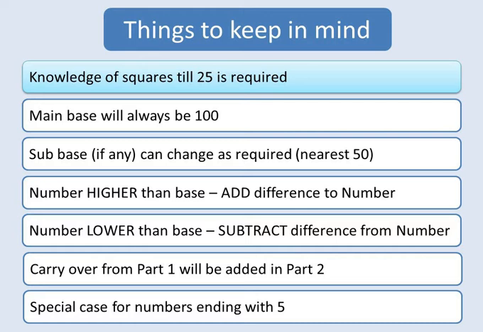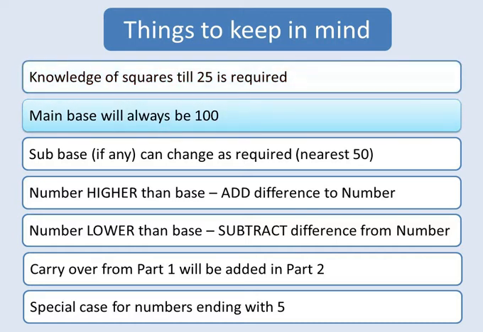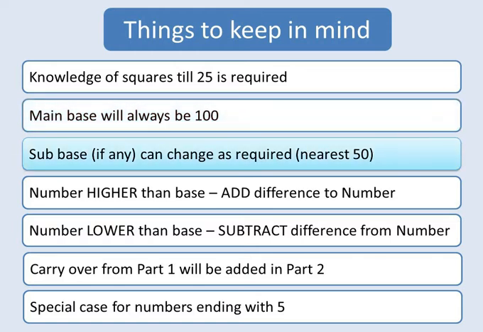Next is, our main base will always be 100. And if a number for which we want to calculate a square is not near 100, then we can have a sub-base for that particular number. For example, if we want to have a square of 146, then our sub-base will be the nearest 50, which in this case is 150.